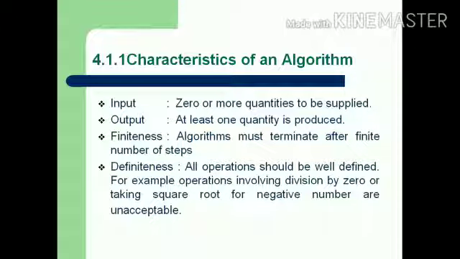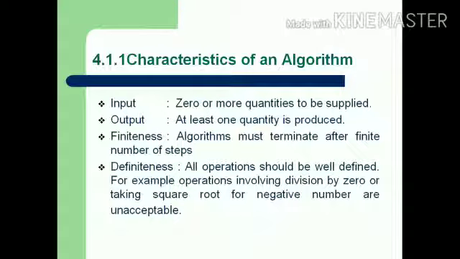It should be completed at some step. Number 4, definiteness. All operations should be well defined. For example, operations involving division by zero or taking square root of negative numbers are unacceptable in any mathematical standard. These types of instructions should not be given in the algorithm. So these are the four important characteristics of an algorithm.